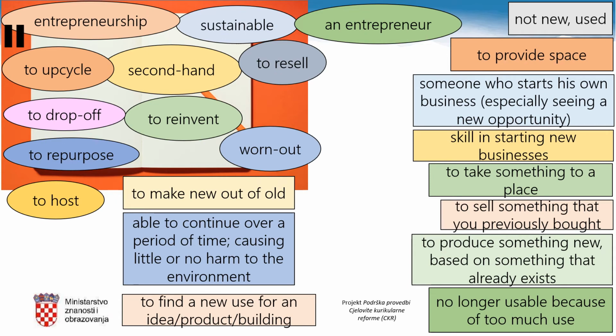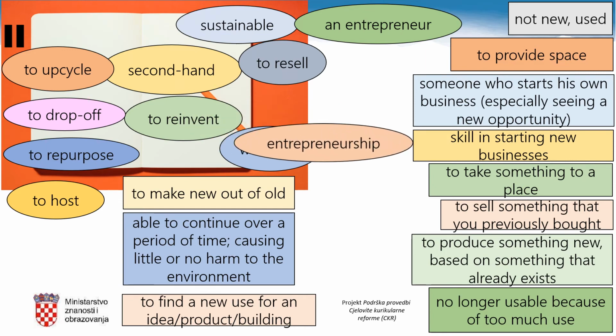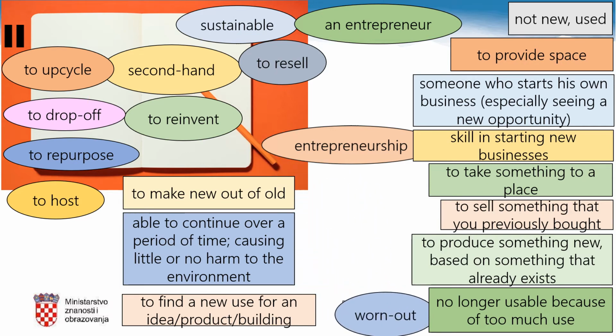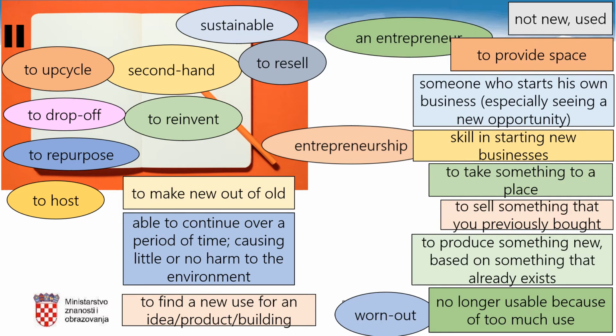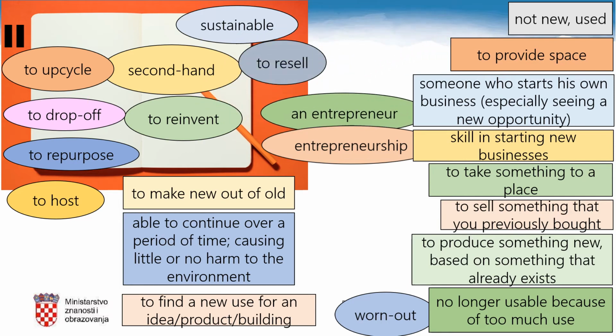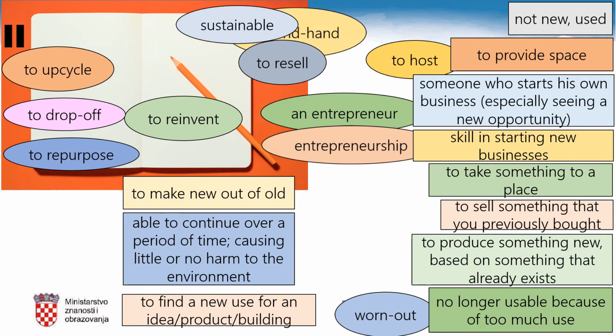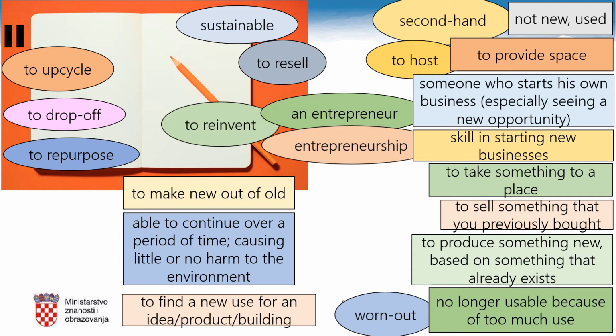Let's check. Entrepreneurship means skill in starting new businesses. Worn out means no longer usable because of too much use. An entrepreneur is someone who starts his own business, especially seeing a new opportunity. To host means to provide space. Second-hand means not new or used.